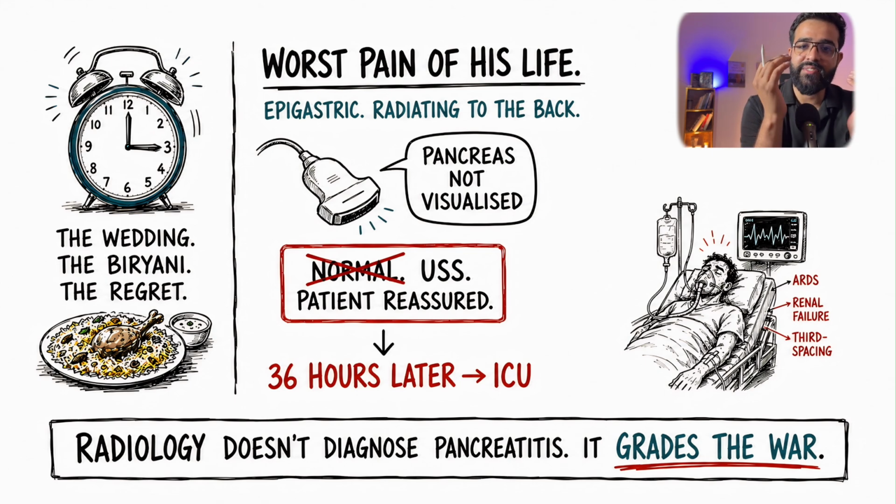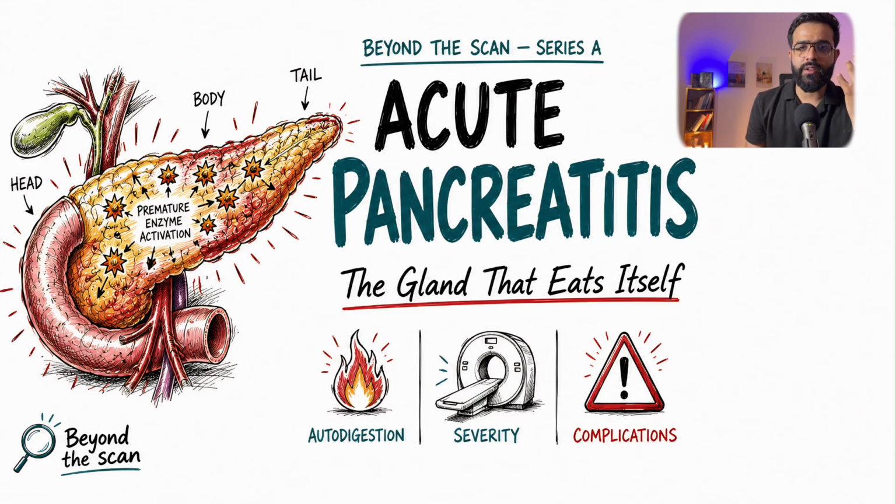Pancreatitis is a diagnosis of clinical suspicion confirmed by labs, but radiology is how you grade the war. When you don't know what to look for, you will miss the fire while it's burning. Today we are going deep into acute pancreatitis, not just the facts, but the whole story: why it happens, what it looks like, how we grade it, what complications we hunt for, and most importantly, what the scan is actually telling the surgeon about this patient's future. This is Beyond the Scan. I am Dr. Saqib Hamza, and let's go.